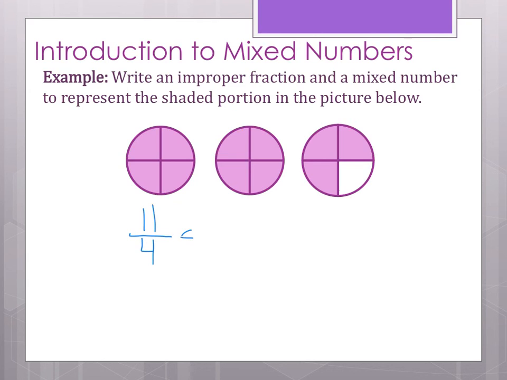With a mixed number, we write the number of complete wholes first. So in this instance, we have 2 complete circles filled in. So that's our whole. We write that as a big number next to the fractional part of what's left over. In that third circle, we have 3 shaded out of 4. So we would write this as the mixed number 2 3/4. So these are 2 different ways to express the same picture: as an improper fraction, 11/4, or as a mixed number, 2 3/4.